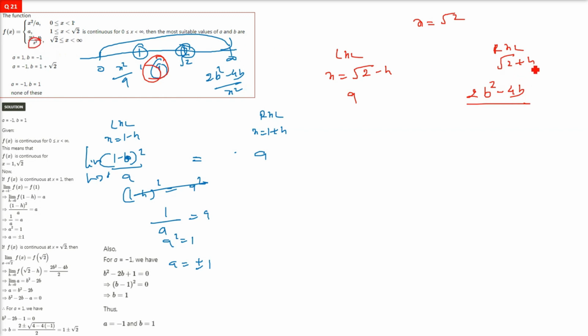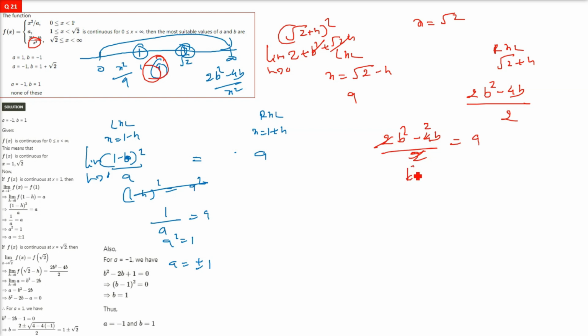This is also a constant, but in the denominator you have to put root 2 plus h whole square. Let me just open this. Root 2 plus h whole square is 2 plus h square plus 2 root 2 h, using a square plus b square plus 2ab. So wherever h is, just remove it. Only 2 will come. So 2b square minus 4b by 2 is equal to a. Now you can take 2 common and cancel these out: b square minus 2b is equal to a.